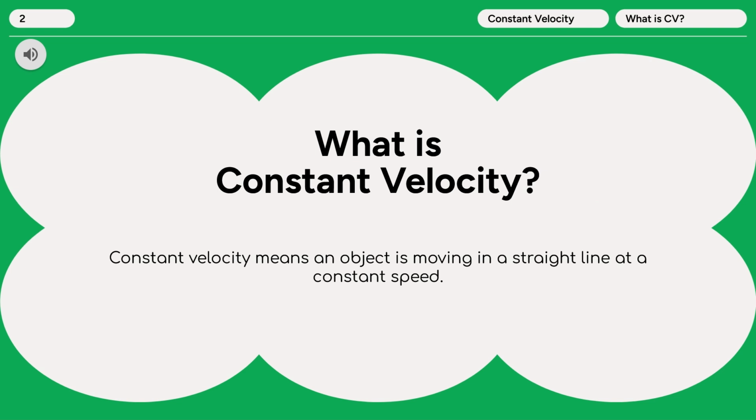Constant velocity is when an object is moving in a straight line at a constant speed, meaning both the magnitude and direction of its motion remain unchanged over time.